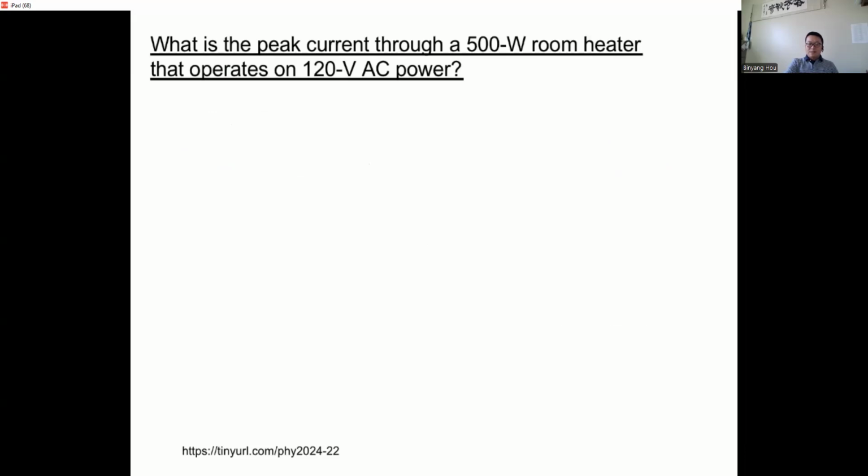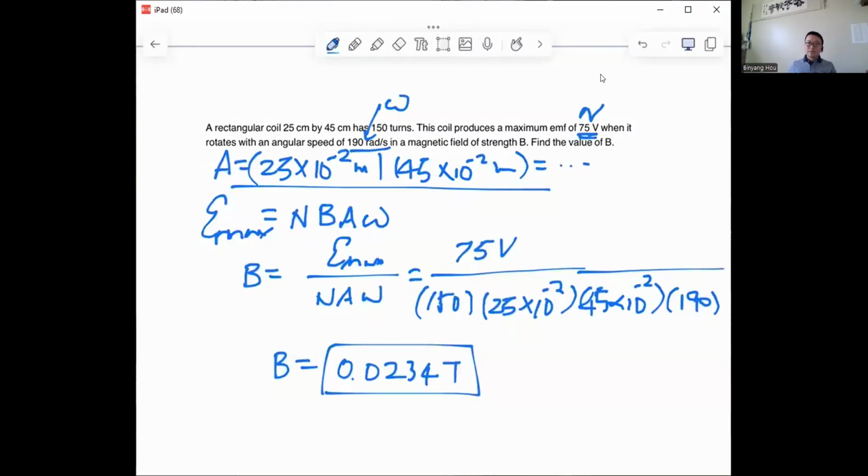Let's look at this example here. It says, what's the peak current through a 1500-watt room heater that operates on a 120-volt AC power? Okay, so now let's look at this here.